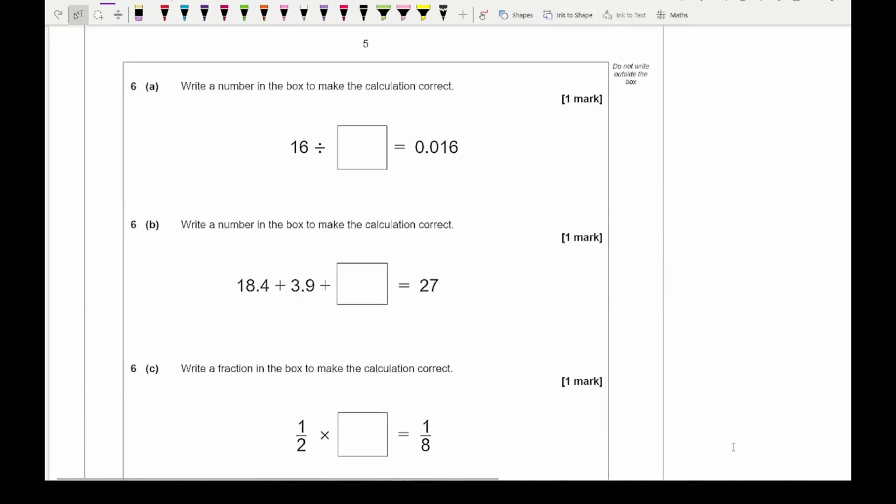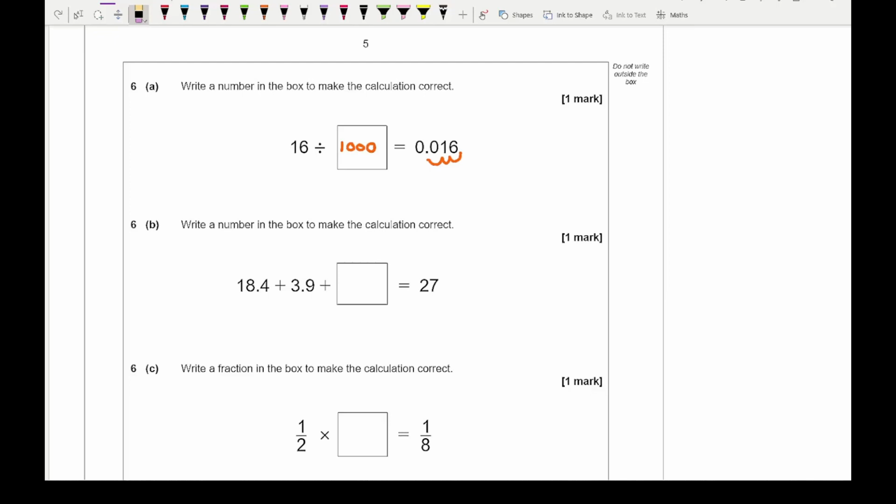Moving on to question 6, it says write down a number in the box to make the calculation correct. So 16 divided by something, so as you can see we've moved the decimal point, 1, 2, 3. So then we're going to divide by 1 with 3 zeros. Then moving on to question 6b, it says write down a number in the box to make the calculation correct.